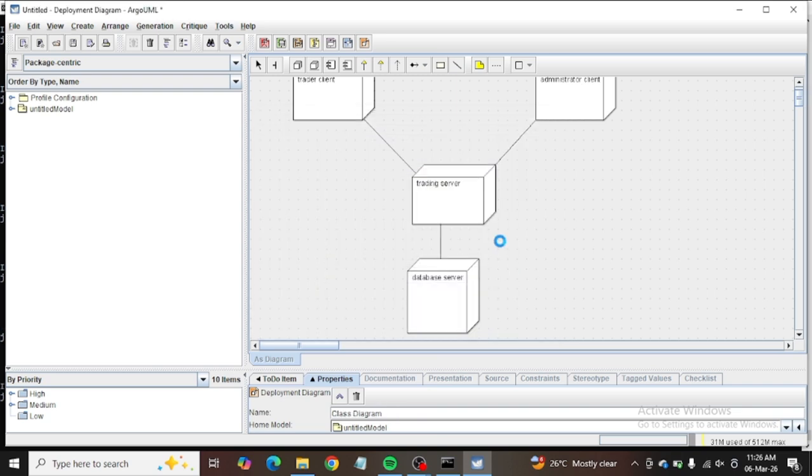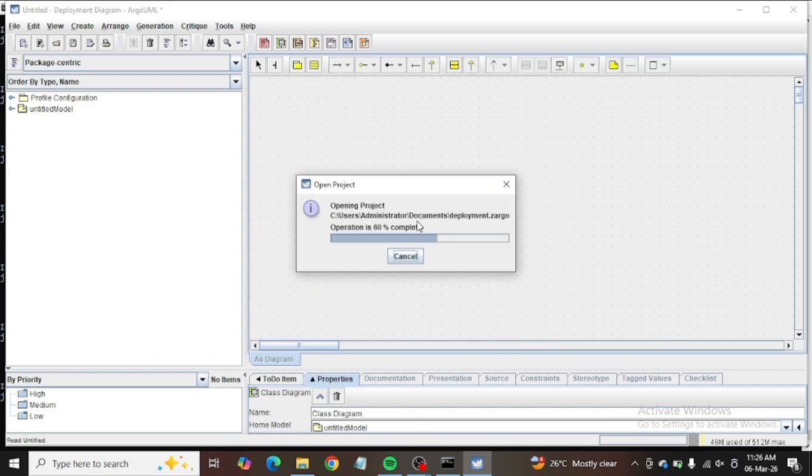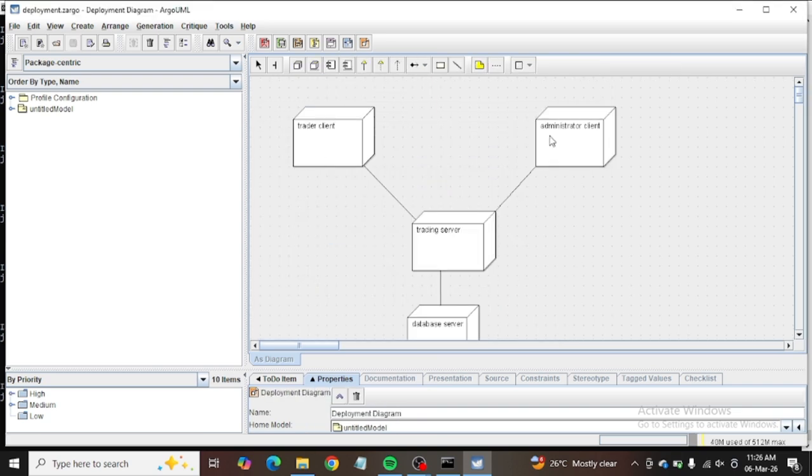Okay, moving on to the next diagram called the deployment diagram. This diagram represents the deployment diagram of a foreign trading system. A deployment diagram shows the physical architecture of the system and the hardware nodes that are involved in it. In the system there are main nodes: the trader client, the administrator client, and also the trading server.